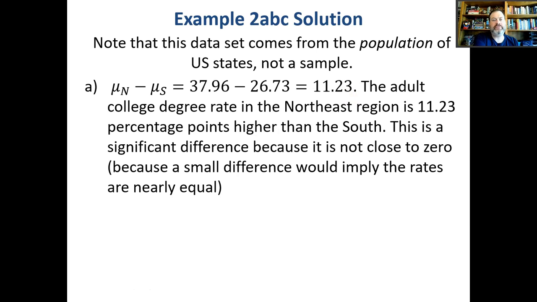And again, it's a significant difference because it's not close to zero, right? A small difference would imply the rates are nearly equal. If both regions had a college degree rate around 38, then you would say it's not a very big difference. It's not a significant difference. But here, 11.23, pretty far away from zero. And now you're thinking about this in terms of what we saw back in section 2.1, when we looked at the graphs.